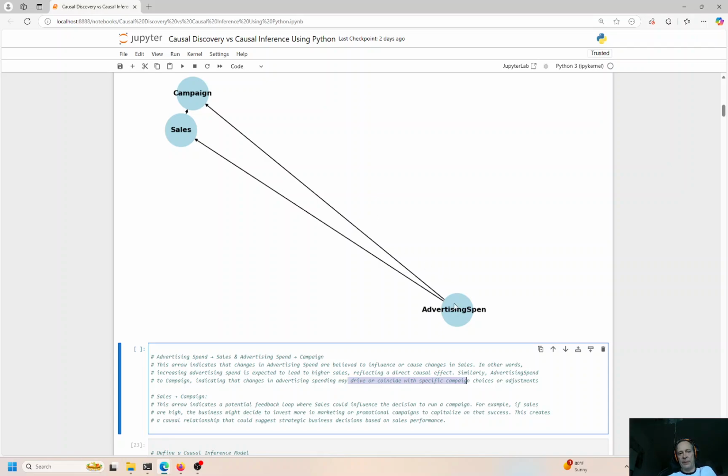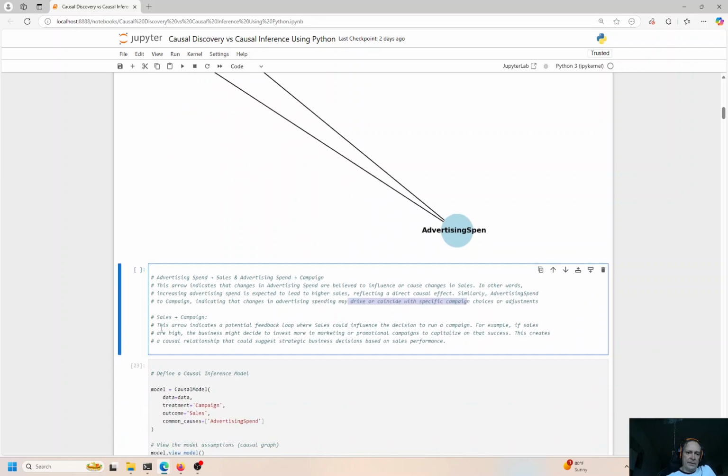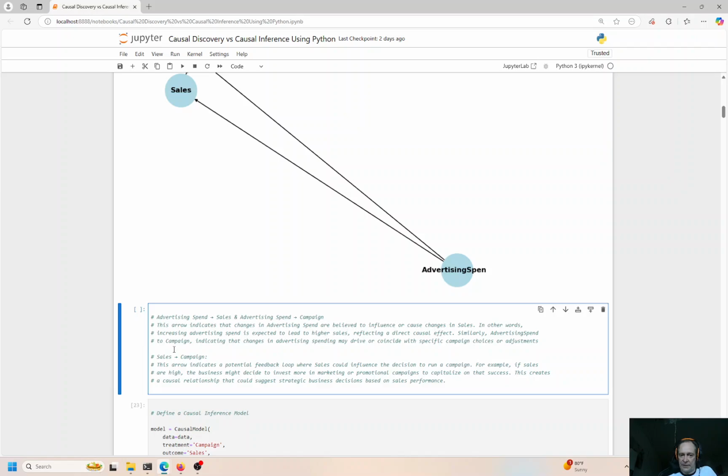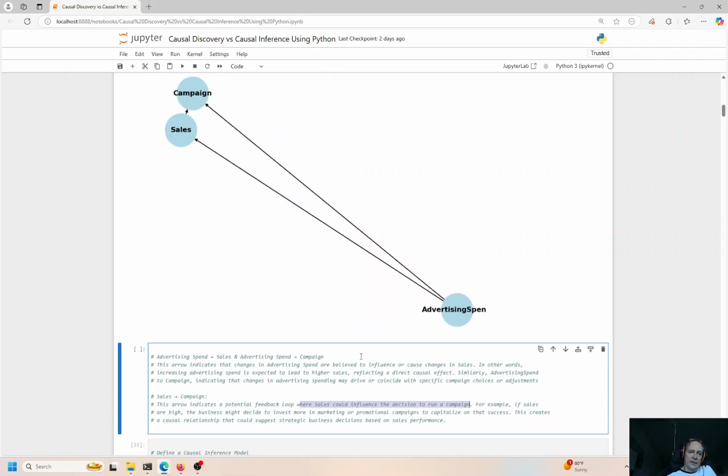But there is a relationship between advertising and campaign and advertising and sales, right? So there's also a relationship between sales and campaign. The short arrow, again, the length of the arrow is insignificant. It's kind of arbitrary in this case. This arrow indicates that sales could influence the decision to run a campaign, right? So as sales are increasing, your campaigns should be increasing too, right? Because it's unidirectional here. It's not bidirectional. It goes from sales to campaign.